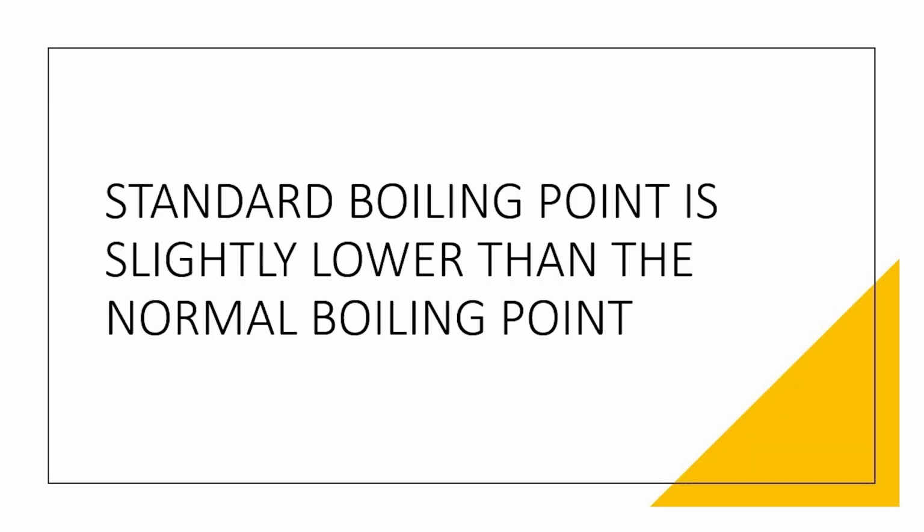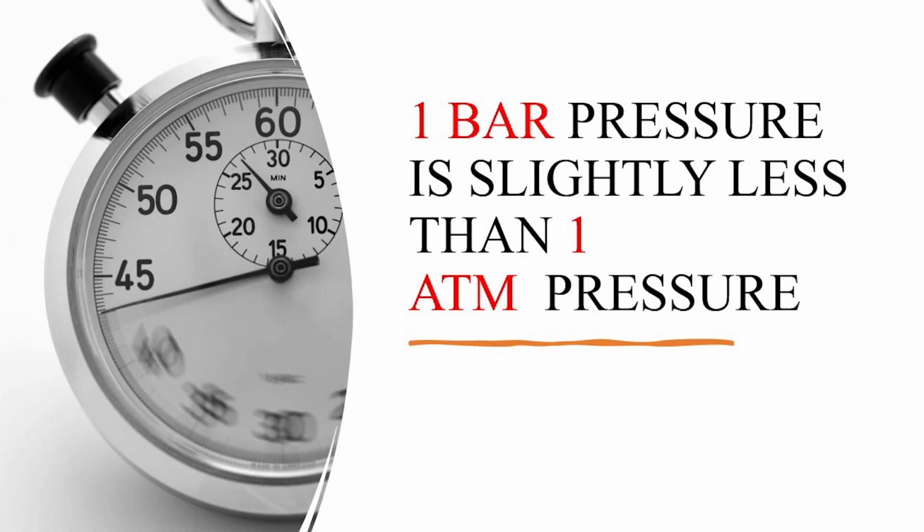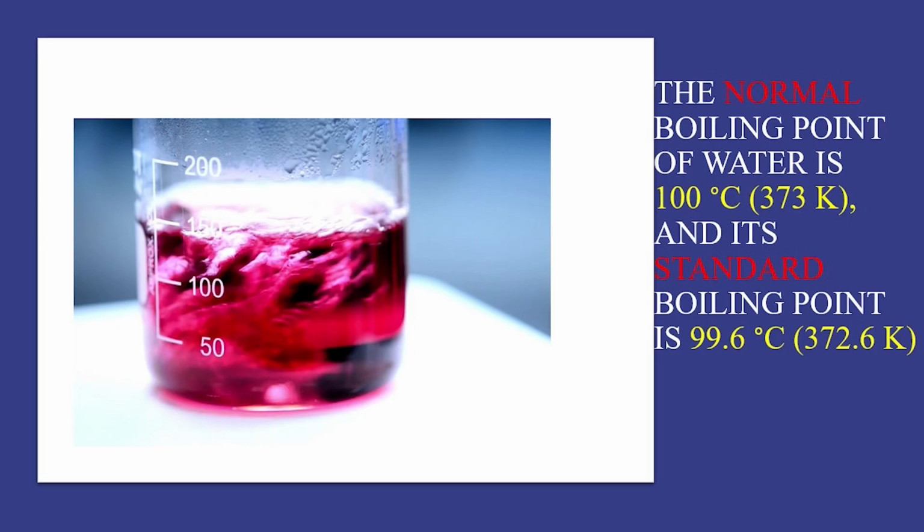The standard boiling point of a liquid is slightly lower than the normal boiling point of the liquid. Why? Because 1 bar pressure is slightly less than 1 atmosphere pressure. So the normal boiling point of water is 100 degrees Celsius or 373 Kelvin, and its standard boiling point is 99.6 degrees Celsius or 372.6 Kelvin.